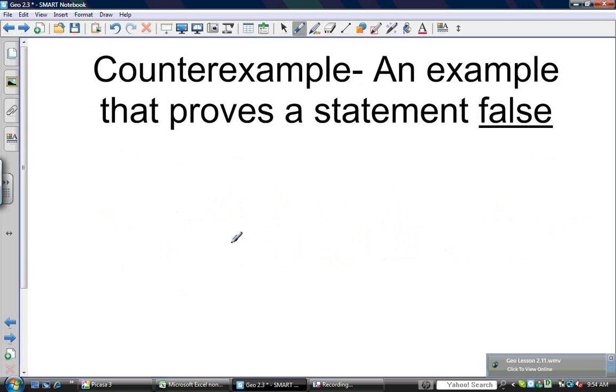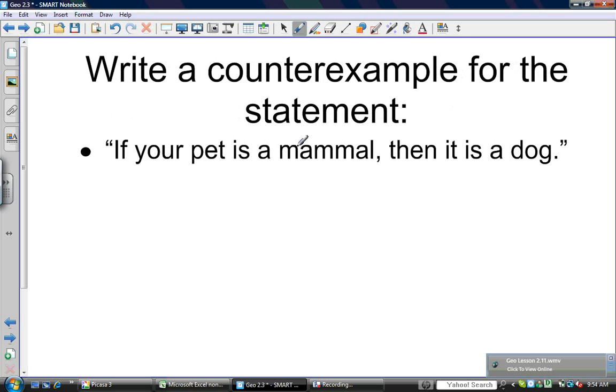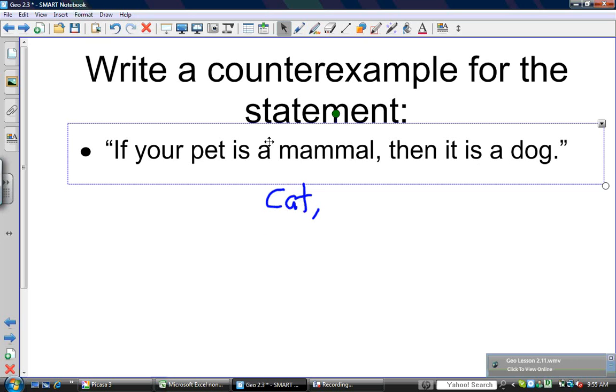Now, a counterexample is just an example that proves the statement false. So if we want to find a counterexample for this, if your pet is a mammal, then it's a dog, the counterexample could be a cat, or any other mammal that you have that's a pet. But the one thing it couldn't be is a dog, because the counterexample has to prove this statement wrong.